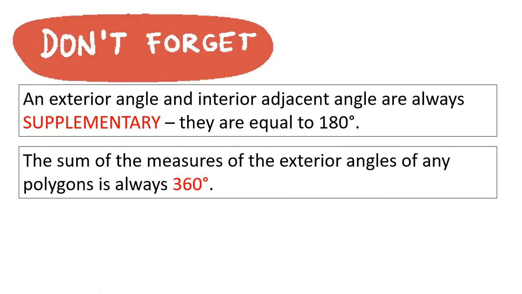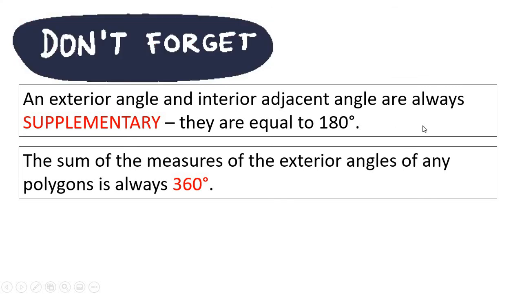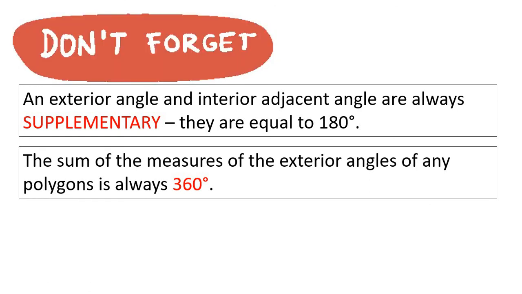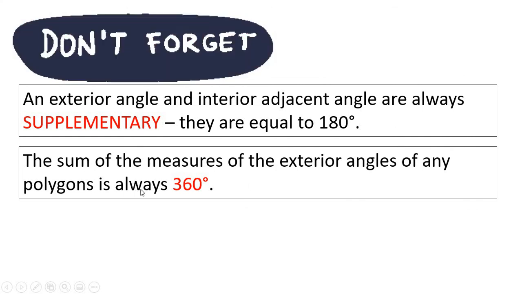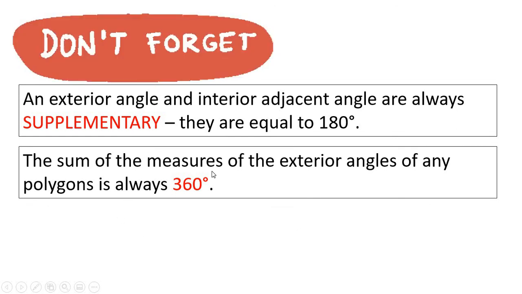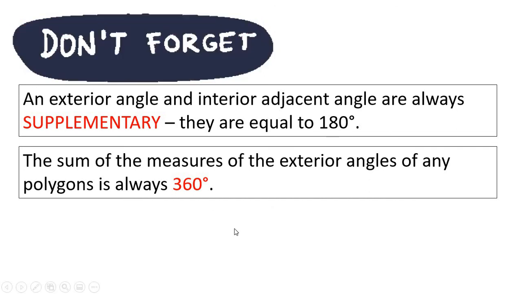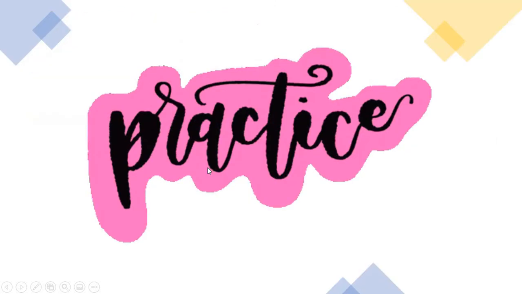Don't forget that an exterior angle and its interior adjacent angle are always supplementary, meaning their sum is equal to 180 degrees. And then the sum of the measures of the exterior angles of any polygon is always 360 degrees. So addition ito. Okay, tandaan na kahit anong polygons, okay, they have the sum of 360 degrees nung kanilang exterior angles.